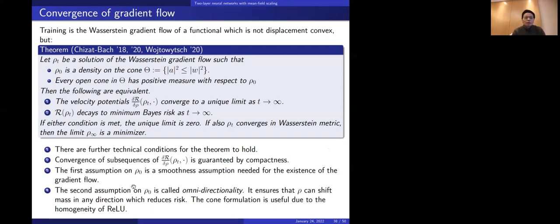But there's one interesting result that I want to mention, and it was proved by Jastrzębski and my former postdoc Wojtowytsch made an improvement, which basically says the following.